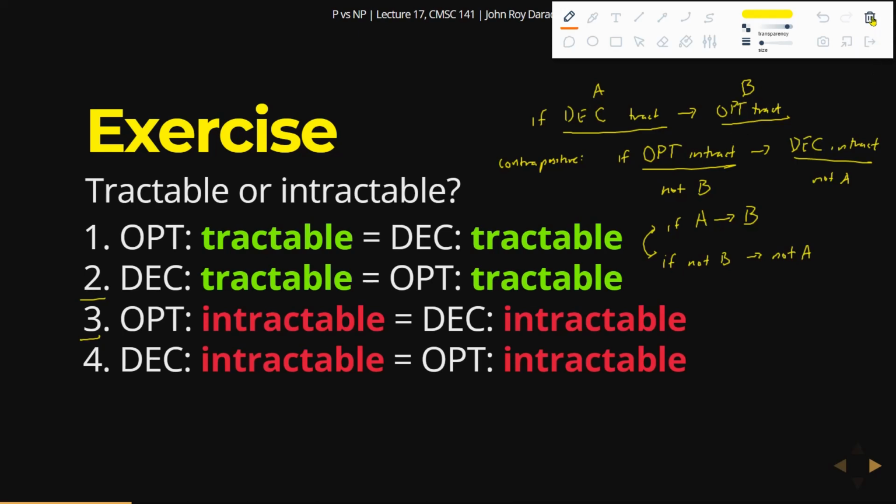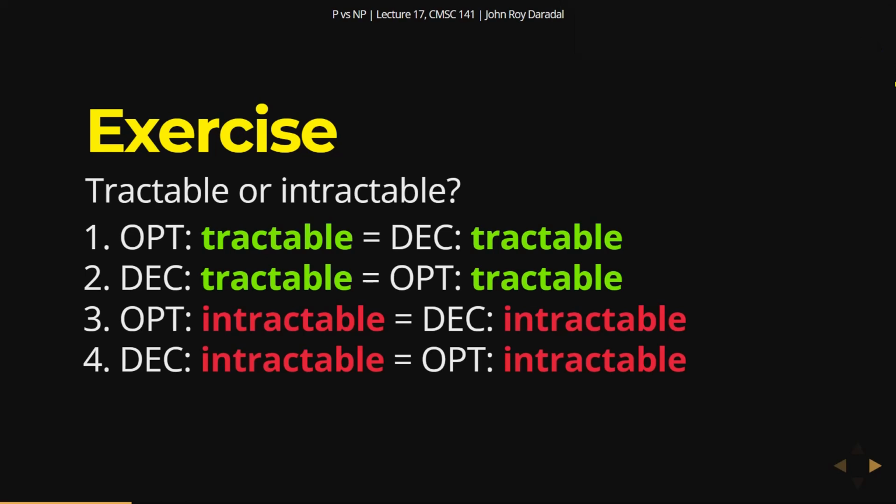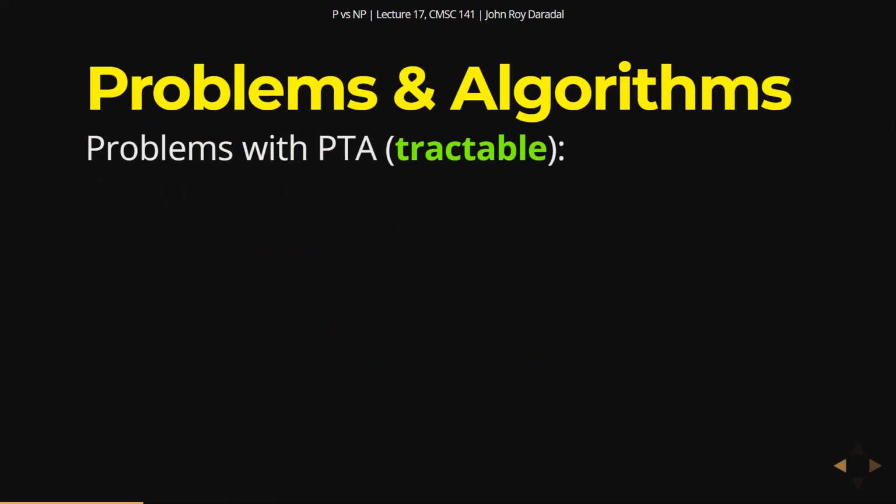Okay, so that's it. Regardless of whether you're using the optimization or the decision version, if a problem is tractable, then both are tractable. If it's intractable, then both are also intractable. Okay, so yeah. Now let's see some problems that are tractable, or problems with polynomial time algorithm.